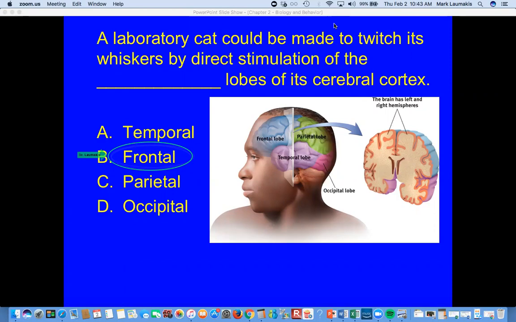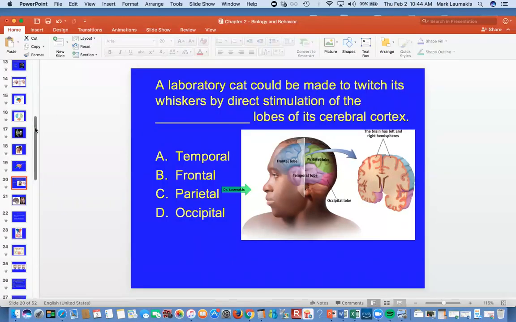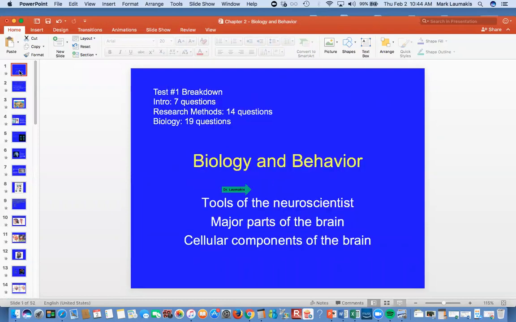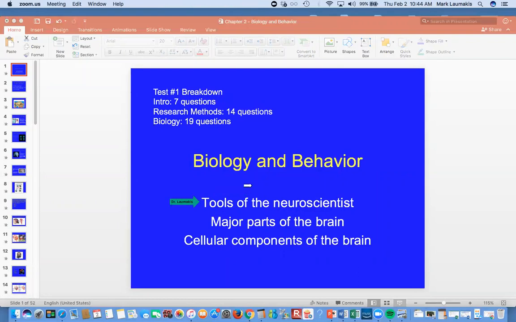Whew. That's what I've got for you guys this morning on tools of the neuroscientist and major parts of the brain. So let me clear out what I've scribbled here and try to exit out of that show mode and jump back here to our overview slide. So what we've done pretty nicely this morning is taken care of the major tools of neuroscientists. We'll finish up with the major parts of the brain on Tuesday.